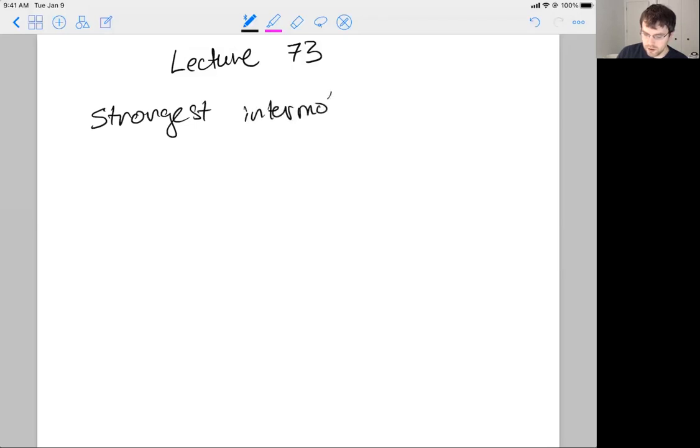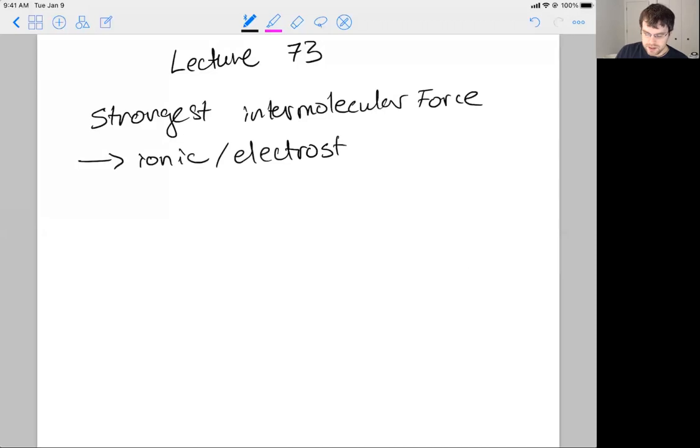force is going to be the ionic / electrostatic interaction. And this is what I mean by strongest. This is just the strongest one in terms of the fundamental one.